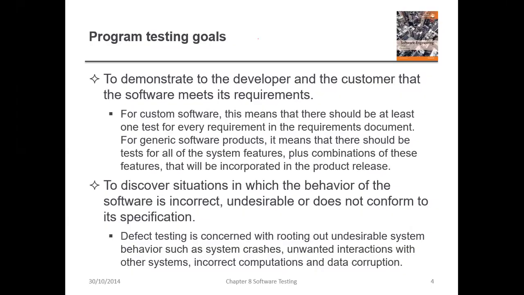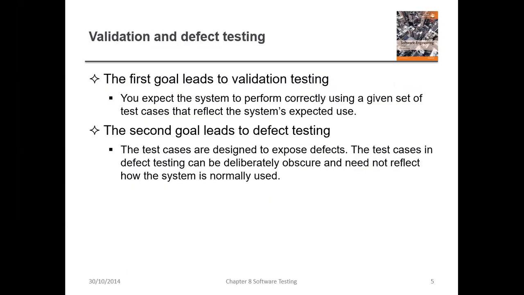You want to show that the system is actually doing what it's intended to do. Then, if you want to show there are defects in the system, you will perform defect testing. That is what has been explained. The second goal leads to defect testing. The first goal will lead to validation testing.